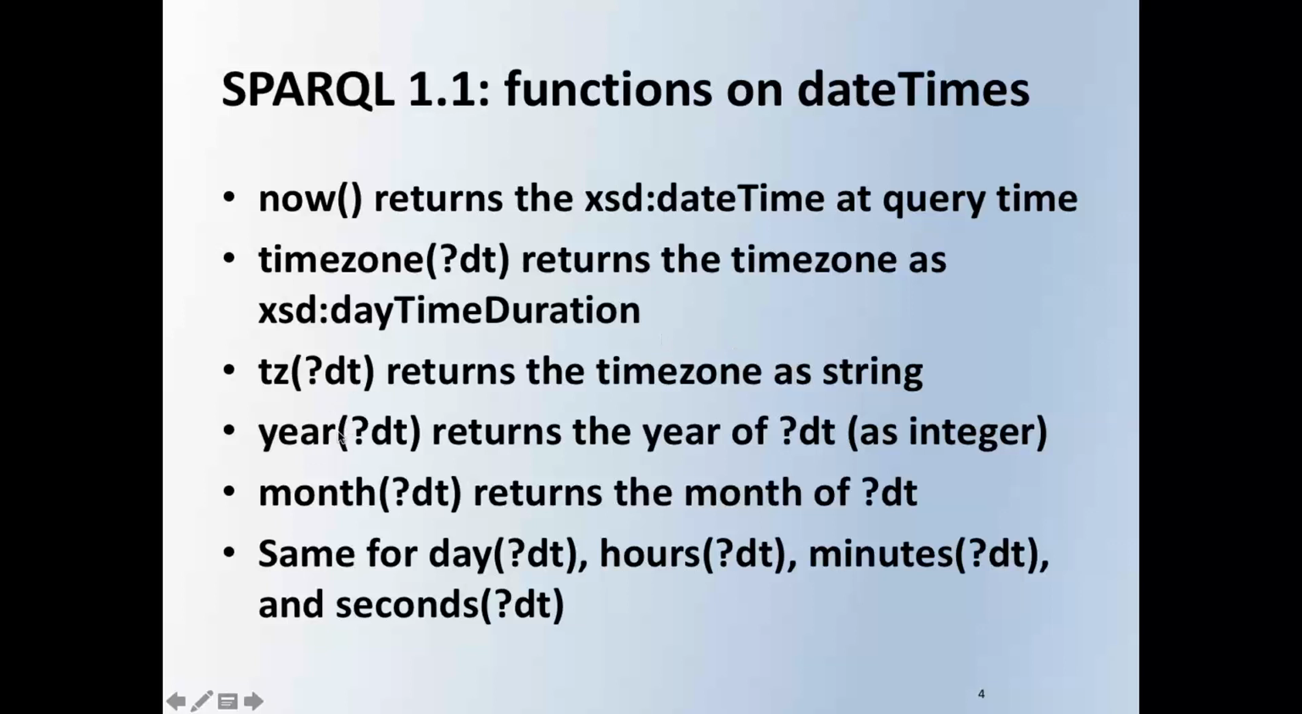Then you can also get the year. It'll be an integer. You can get the month. That'll be an integer. Same for day, hours, minutes, and seconds will be a decimal, because that can come back with fractions, with up to 3 decimal places for seconds. You can keep track of up to milliseconds. Okay, so you can do all these things.